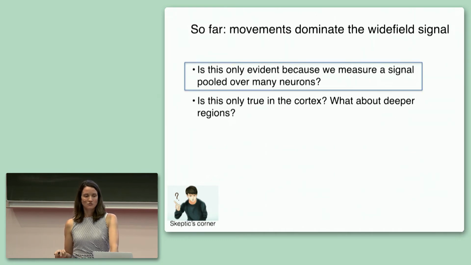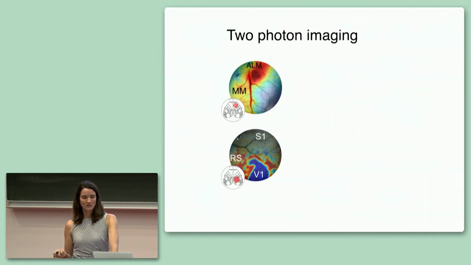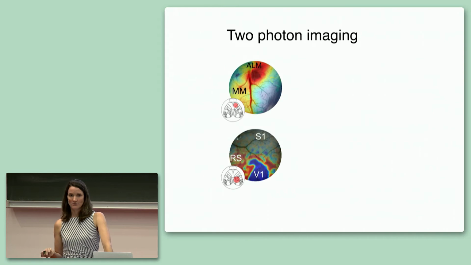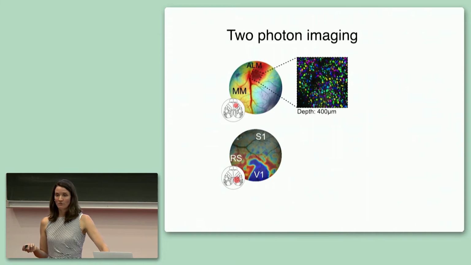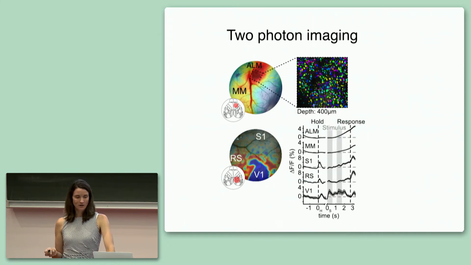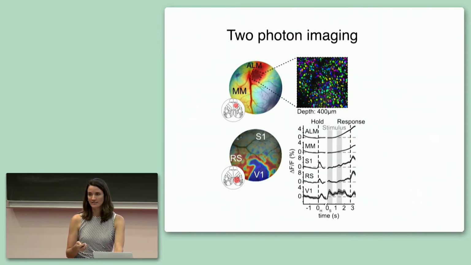Okay, so back again to Skeptic's Corner, and I'll address these issues one at a time, starting with this one. To address whether these results are due to the fact that we were measuring a pooled signal, we broke out our two-photon microscope and repeated all of the experiments that I've told you about, this time looking at single neuron activity. We identify and segment the neurons using software written by Marius Pachitariu. We're able to record about 500, 600 single neurons every day. And we did this in lots of different areas. The data that I'm going to tell you about represents over 12,000 neurons that we measured in 5 different areas.